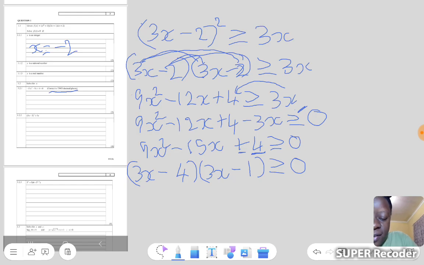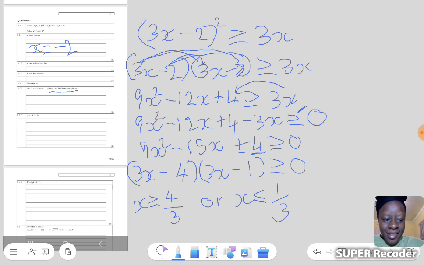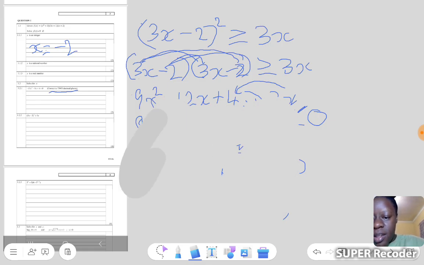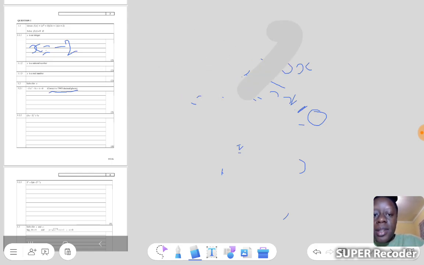So our first x will be greater or equals to 4 over 3, or x will be less or equals to 1 over 3. So here the tricky part that I want to tell you is that the one that takes the sign that we were using is the one that has the highest. I'm sure I'm understandable on that one. So let's continue with our problems.